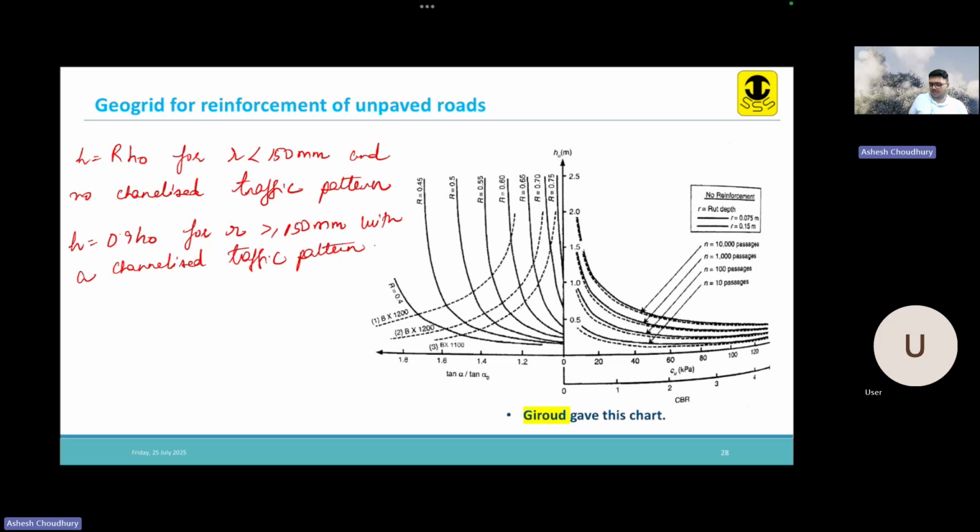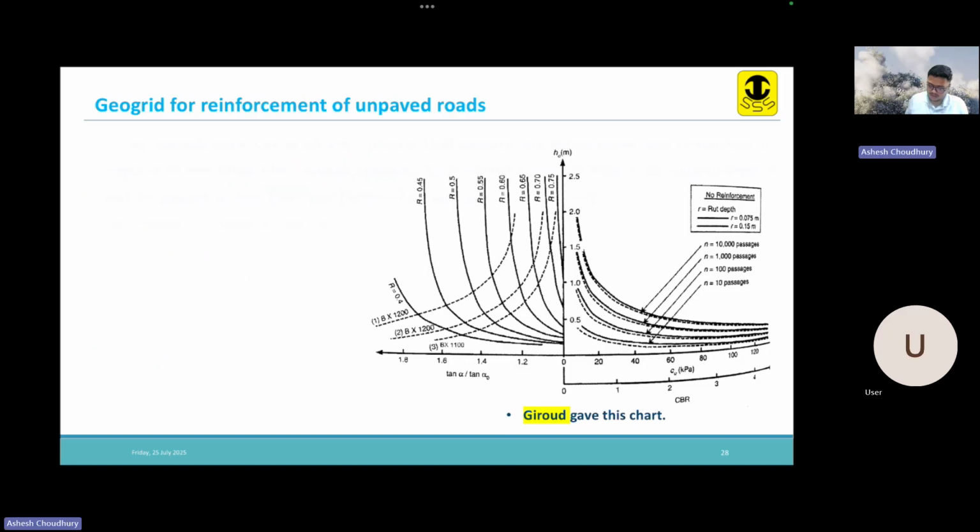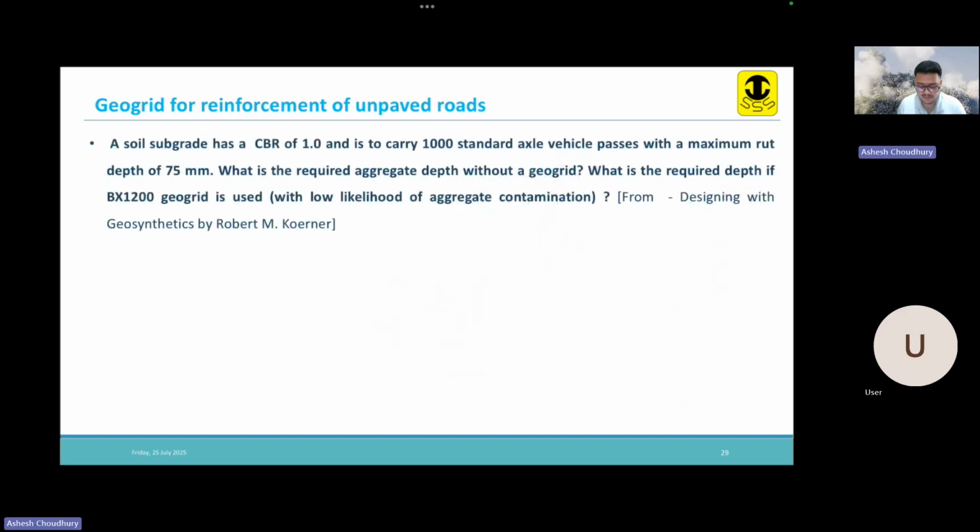So this was done taking this pi plus 2 c. Let's see. This soil subgrade has a CBR of 1 and is to carry 1,000 equivalent XL vehicle passes with a maximum rut depth of 75 mm. What is the required aggregate depth without a geogrid? What is the required depth if BX1200 geogrid is used?